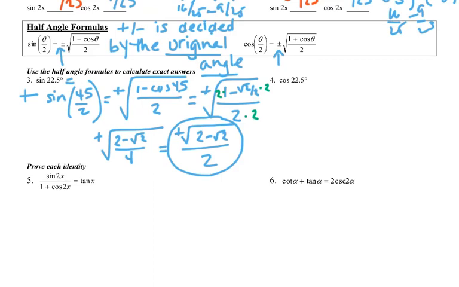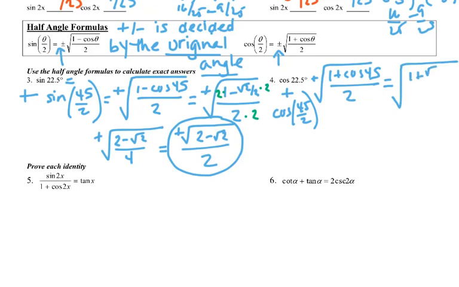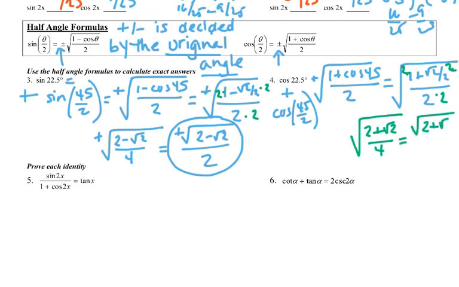Similarly, if we do cos of 22.5, cosine is positive in the first quadrant. So I'm going to take the positive of this. Well, actually, let me rewrite it. It's going to be the cos of 45/2. So my theta is 45, 1 plus cos 45 all over 2. Again, the positive is understood. The cos of 45 is √2/2 over 2. I'm going to multiply each thing here by 2. So I get square root of 2 plus √2 all over 4. But the square root of 4 is 2 over 2. There we go.